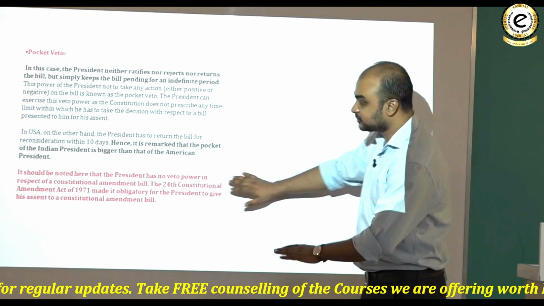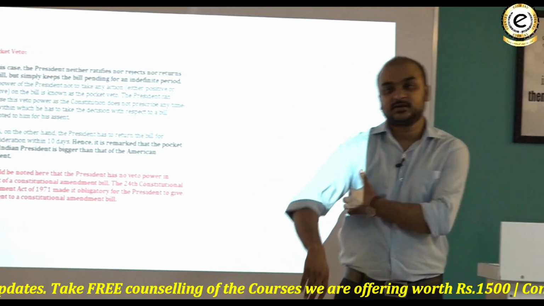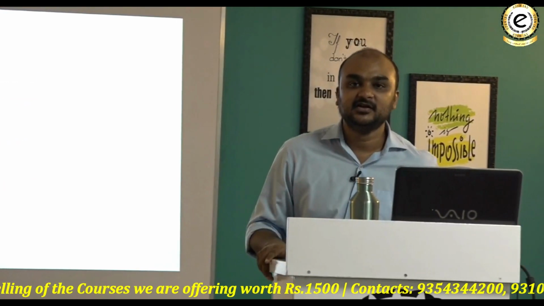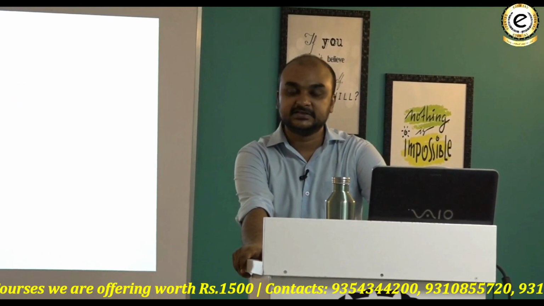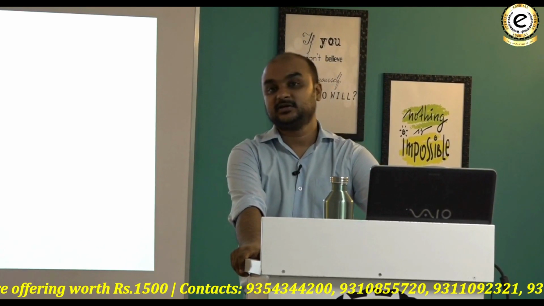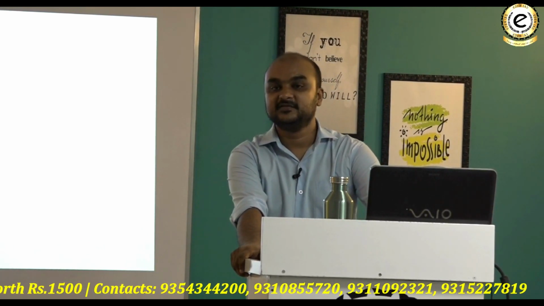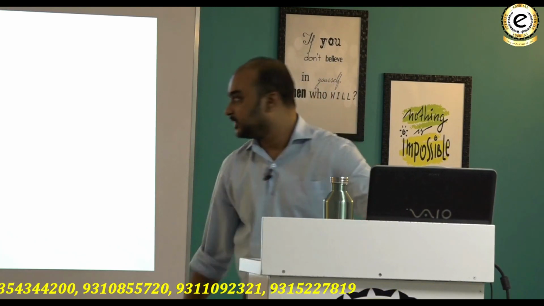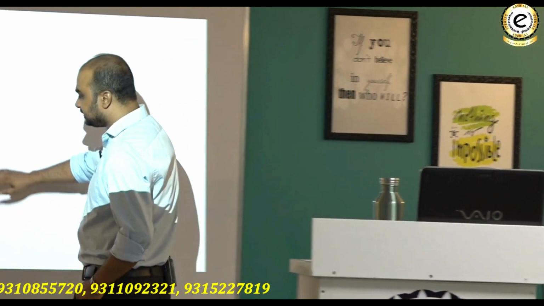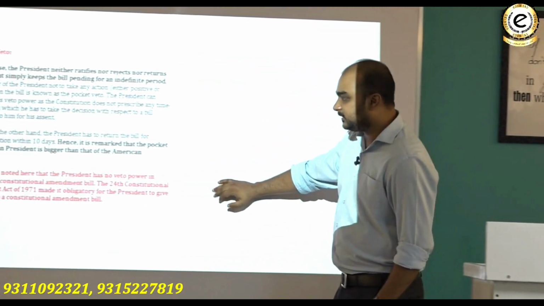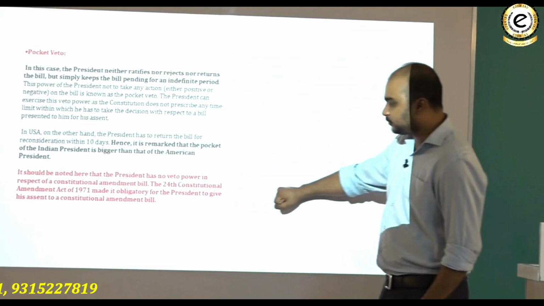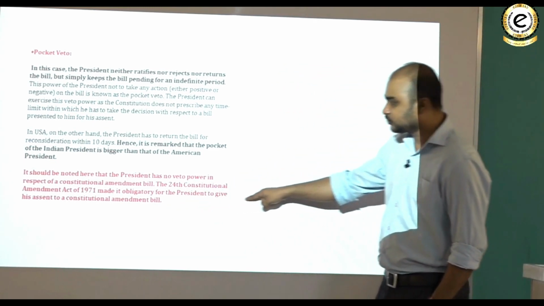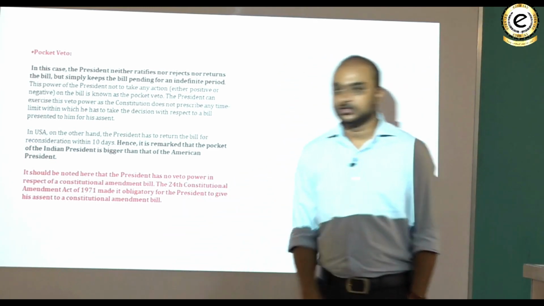The 24th Constitutional Amendment has made it mandatory that when it is a Constitutional Amendment bill which is presented to the President for his signification, it is mandatory on the President to give his assent. It means he cannot declare that he withholds his assent. There is no question of returning the bill for reconsideration. So it should be noted that here the President has no veto power in respect to a Constitutional Amendment Bill. The 24th Constitutional Amendment Act of 1971 made it obligatory for the President to give his assent to a constitutional amendment bill.